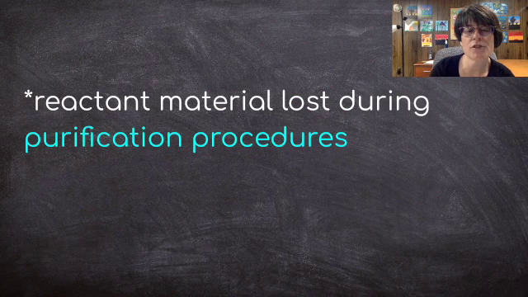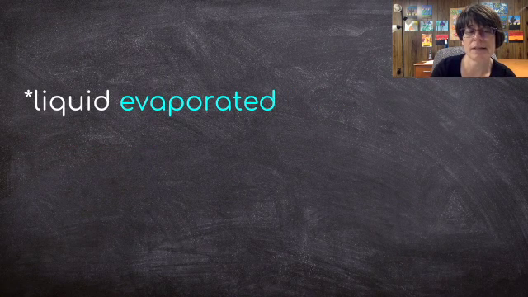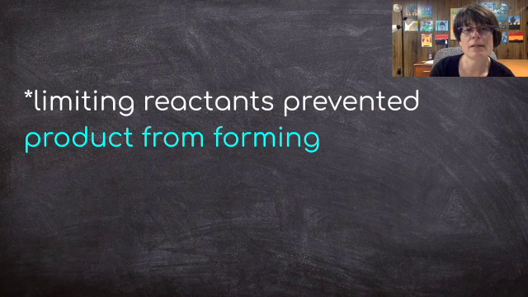Reactant materials lost during the purification procedures. You just automatically lose some material. It clings to surfaces and other problems. Dissolved product is left on glassware. It's hard to get everything out. Liquid evaporated. Maybe you're trying to see how much water was created, but there was a little bit of heat and some of it was lost as gas. And limiting reactants prevented the product from forming. So you didn't get as much as you thought you would because of a limiting reactant.